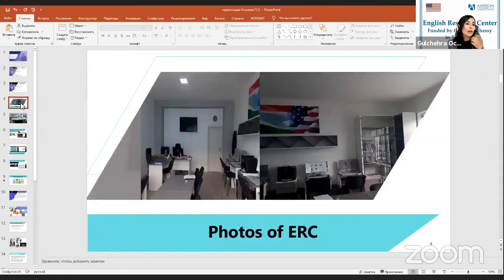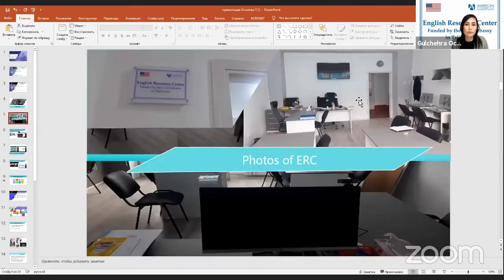Now I want to show you some photos of the ERC. As I mentioned, we have 4 desktops with very high speed internet in the ERC and a workshop space for the teachers. So you can see the photos of the ERC now, how it looks after the renovation. Yeah, so let's move on.